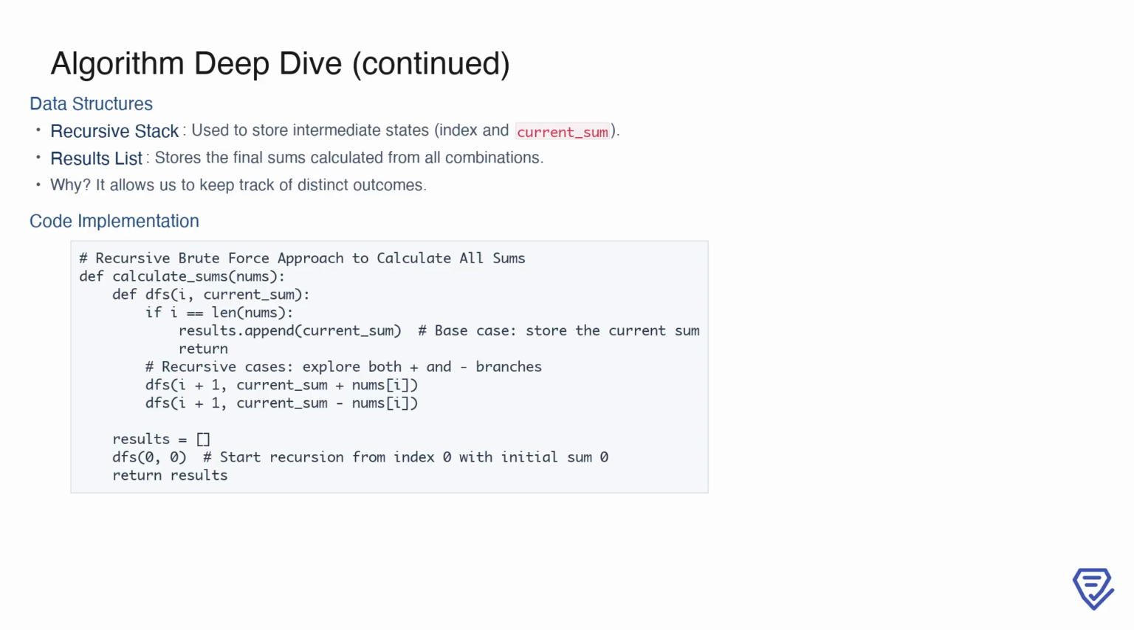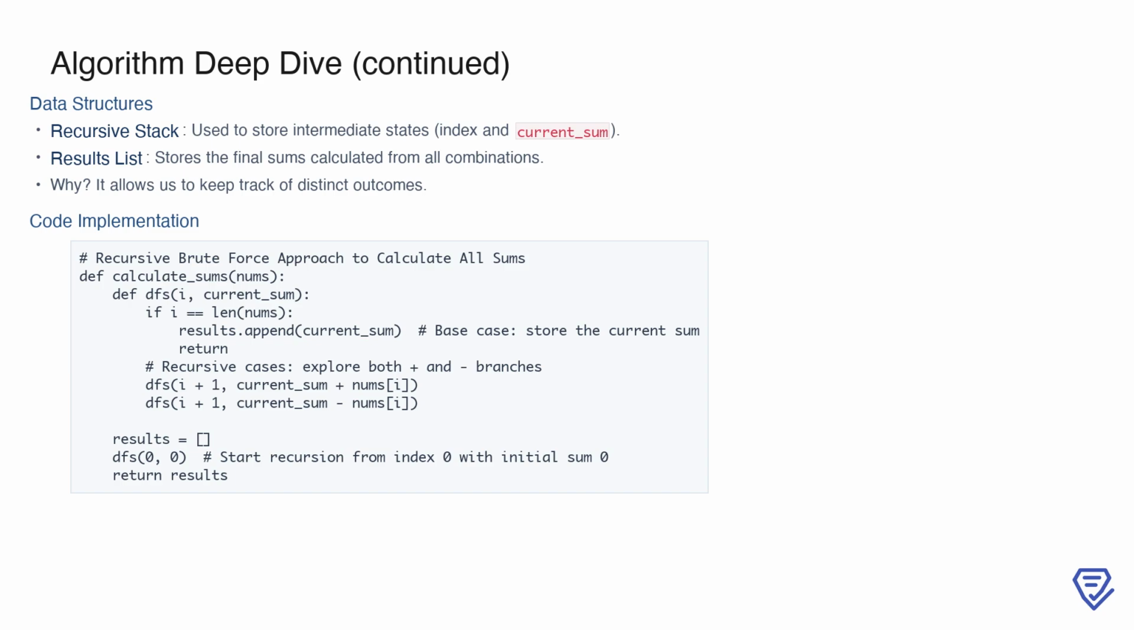To implement this algorithm, we use two key data structures, the recursive stack and the results list. The recursive stack is used to track intermediate states, such as the current index and the accumulated sum, while the results list stores the final sums generated from all combinations. This allows us to efficiently collect the distinct outcomes of the recursive process.